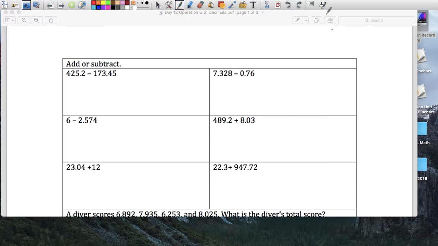So number one, I would obviously write it like this: 425.2 minus, and we're subtracting, so it's 173. I like to put the decimal first, line it up, and then I can put the other numbers. So it's the 3, the 7, the 1, then the 4 and the 5 here. And I know that all my place values are under the same place values. Okay, the hundreds, the tens, the ones are under the ones, etc. Over here, you notice that there's an empty space, so we add a 0. Okay, so now everything is the same size.